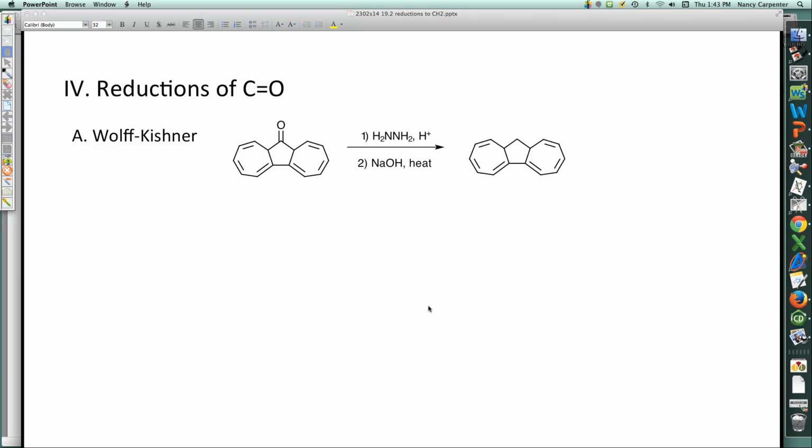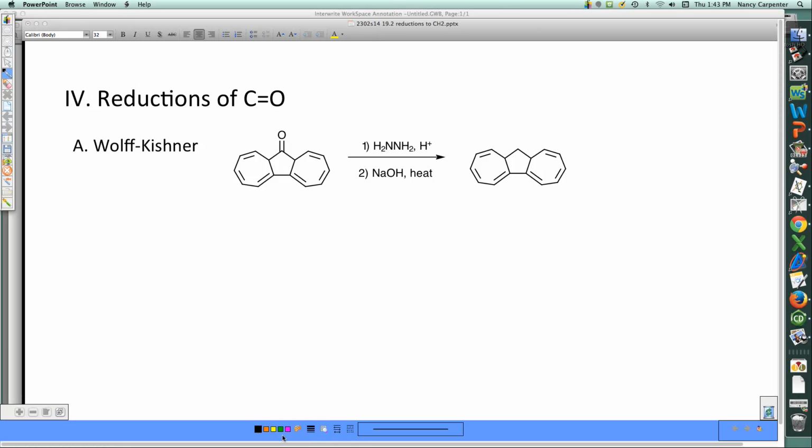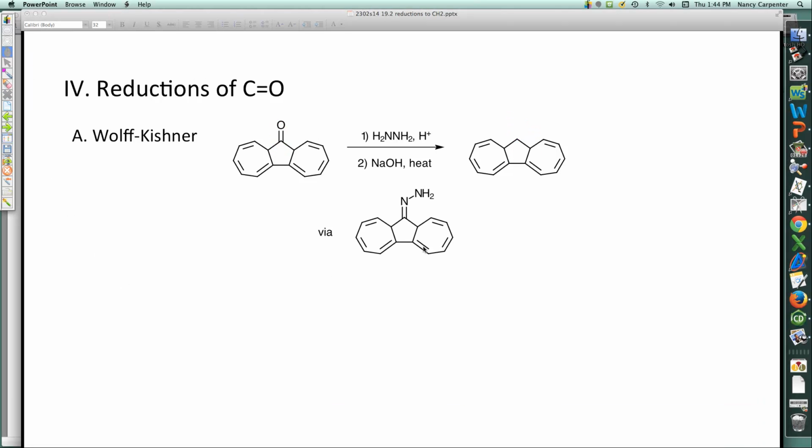You already know that it's something that can basically tear off that carbon-oxygen double bond one way or another and give you a CH2 in its place. And it's a pretty cool little reaction. It's fun to watch. You get nitrogen bubbling off because you first form the hydrazone. That's why we saw that in Chapter 18.